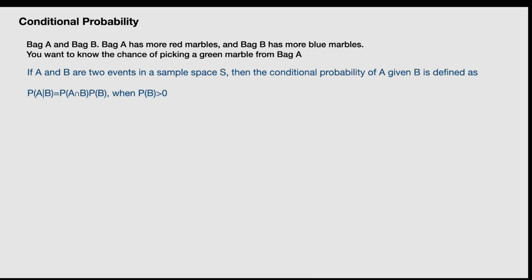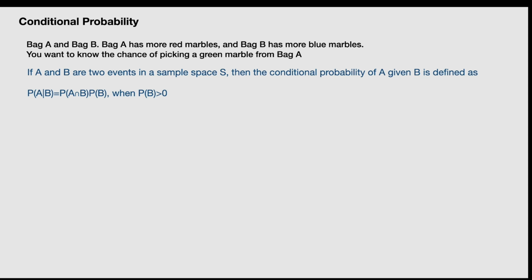So depending on which bag you pick, the chance of getting a green marble changes, because bag A has more red marbles, and if you're picking bag A, the chance of getting a green or blue marble is less because bag A has more red marbles. So that is conditional probability. It's like asking what are the odds of getting a green marble considering which bag I have picked.